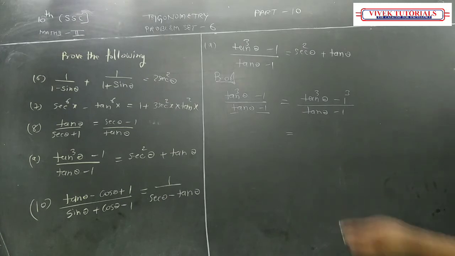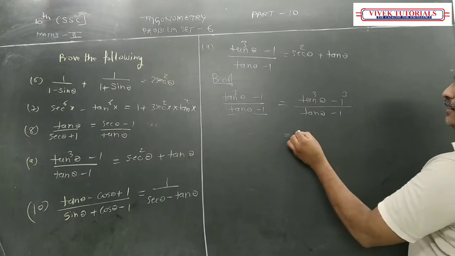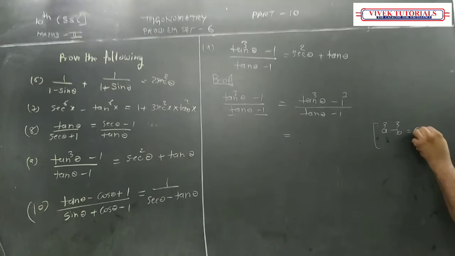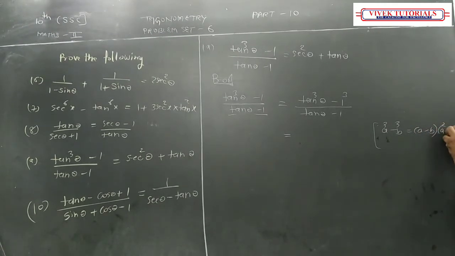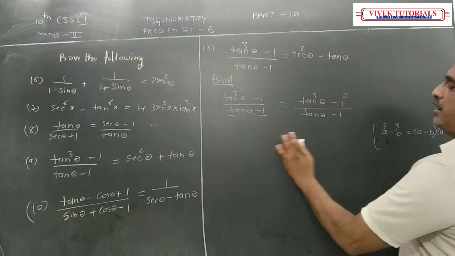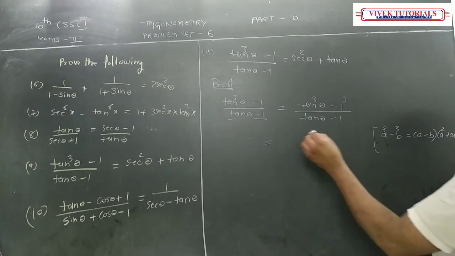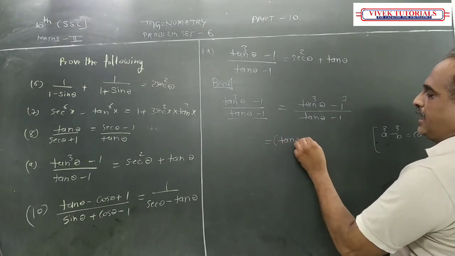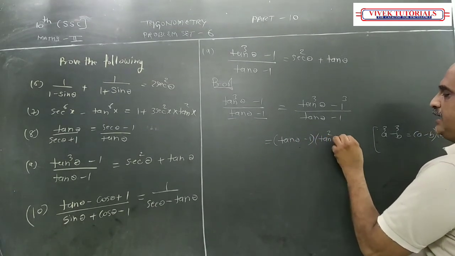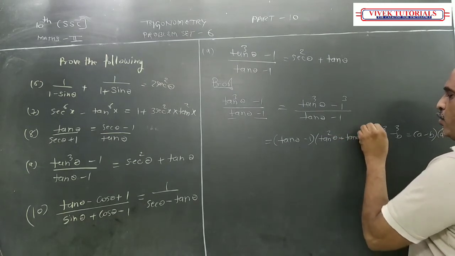Now, you might know the formula of a cube minus b cube. I'll first write the formula: a cube minus b cube is equal to a minus b into a square plus ab plus b square. Same way we are going to write over here. A is tan theta, b is 1, so tan cube theta minus 1 is tan theta minus 1 into tan square theta plus tan theta into 1 plus 1 square.